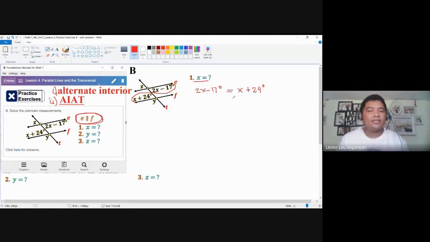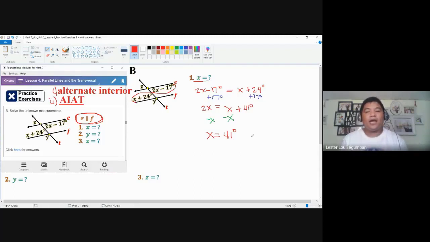Now that we have this, it's just a simple solution for linear equations. So we could add 17 to both sides. So I have now 2x, by the addition property of equality, equal to x plus 17, you have 41 degrees. And then by the subtraction property of equality, subtract x from both sides, we will end up with x equal to 41 degrees. Right? Now this should be the value for the variable x.